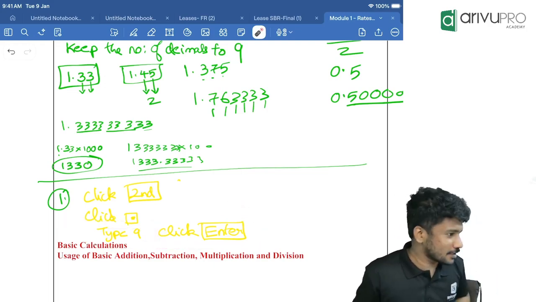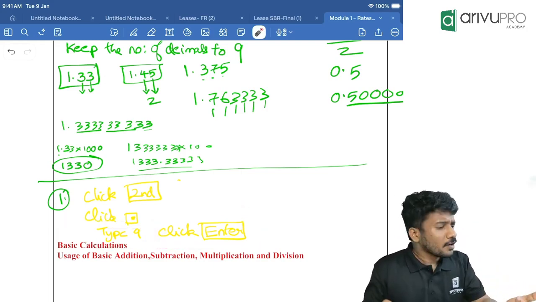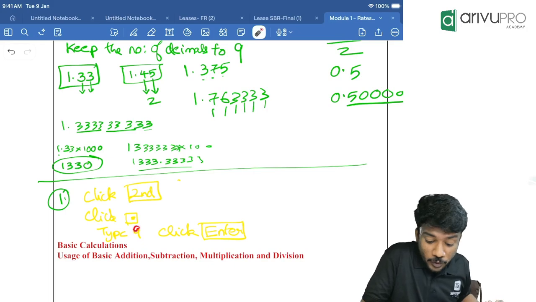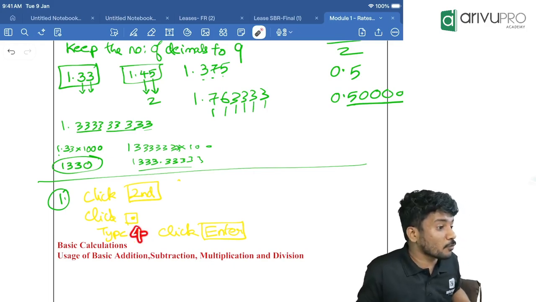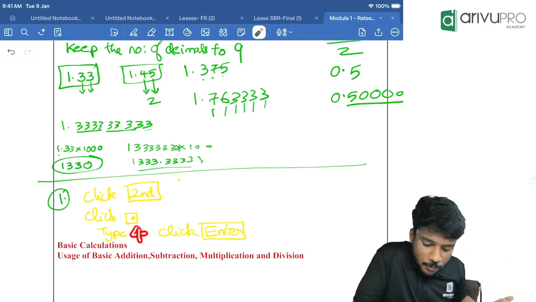Click enter. Okay. Then, 9 means what? The decimal point is 9. If you want to keep it as 4, instead of 9 you will put what? 4. If you want 6, put 6.